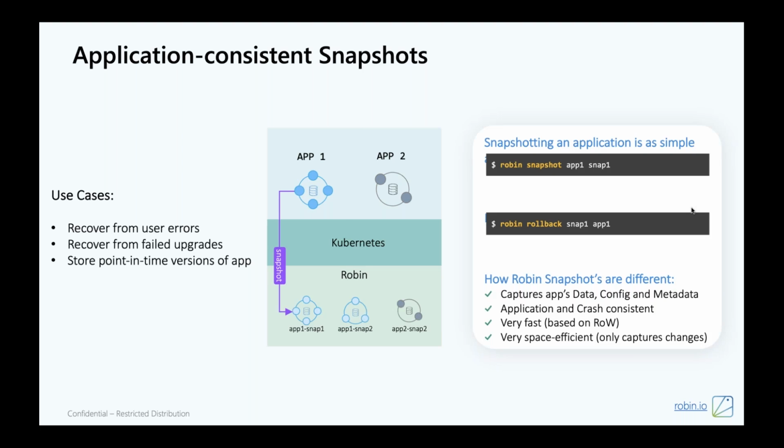What Robin provides is a single command to take a snapshot. Here you are running robin snapshot on this application to create a snapshot. Here we capture the application data as well as the metadata and the configuration together, so that you roll back as a package.